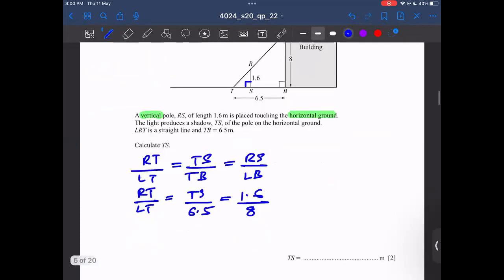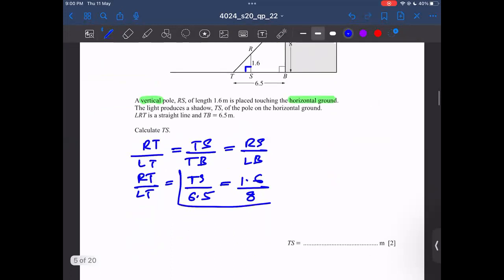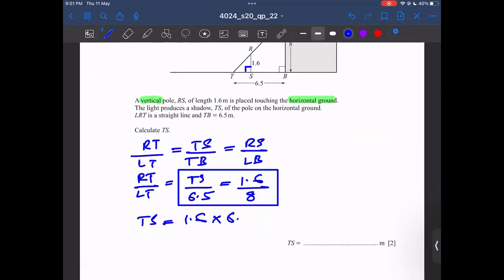So I'm going to use only this relationship from this equation, that TS is equal to 1.6 multiplied by 6.5 divided by 8. Right? So I'll get the answer: 1.6 into 6.5 divided by 8. So I get the answer 1.3. The value of TS is 1.3 meters here.